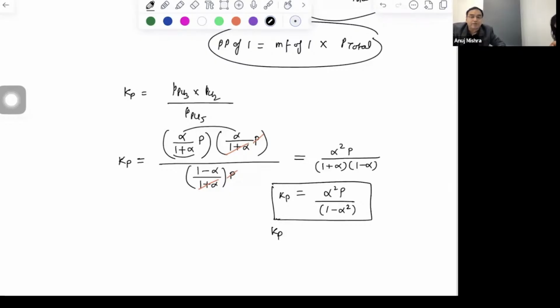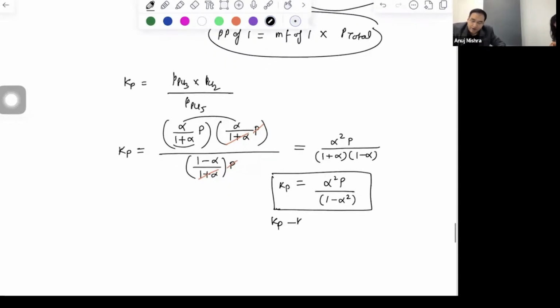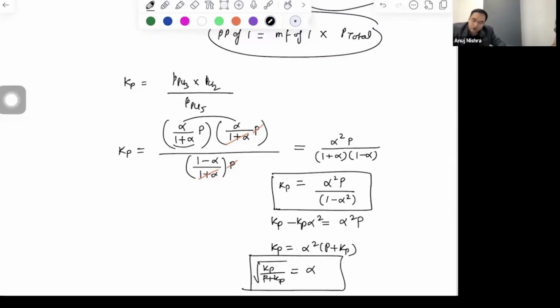Let's say they want alpha in terms of Kp. Then how to do? Cross multiply: Kp minus Kp alpha square is alpha square P. So Kp is alpha square P plus Kp, and alpha comes under root of Kp divided by P plus Kp. This is an old IDJ question. आ चुका एक बार, when it was subjective. Prove that alpha is this. Can you solve such questions? Can you solve alpha in terms of P and Kp? If they give P and Kp, you can get alpha.